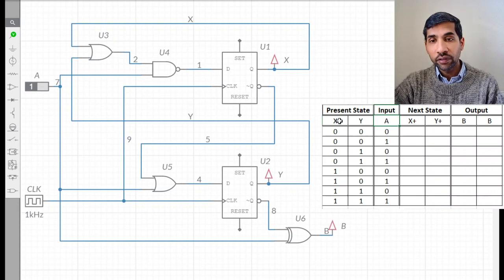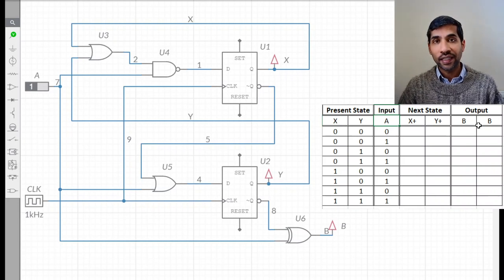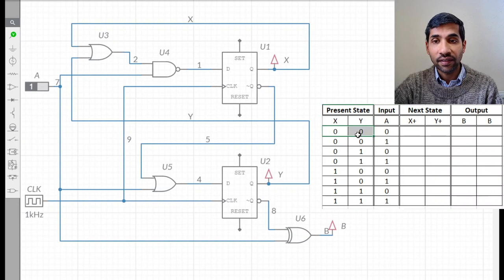Also, depending on the present state and the input, you will get an output. I'm not sure why I have written two outputs here, but there's only one output. So let's figure out how we can analyze this circuit. The basic idea in the truth table is that I've written all the combinations of the present state and the input here. Because this is 3 bits, you have 8 combinations.